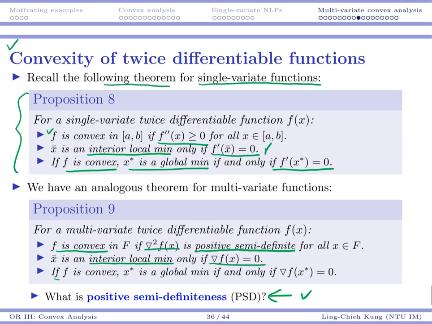And then finally, if f is convex, our x star would be a global minimum if and only if the gradient is 0, again the first order derivative. The only thing that needs some illustration is the idea of positive semi-definite. So let's take a look at what that is.